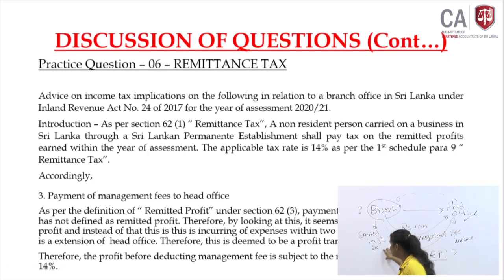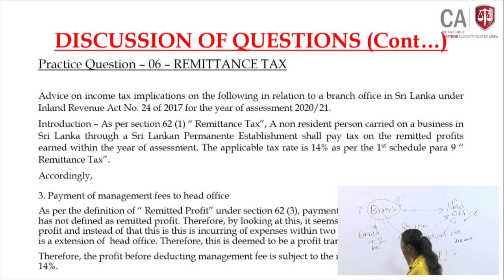But why they are transferring this amount is the question. Within incurring of expenses between two persons, the branch and the head office, the branch office is an extension of the head office. Both of them are the same. Therefore, it is deemed to be a profit transfer between the same person. This is a deeming. Indirectly, this is a transferring of profit.